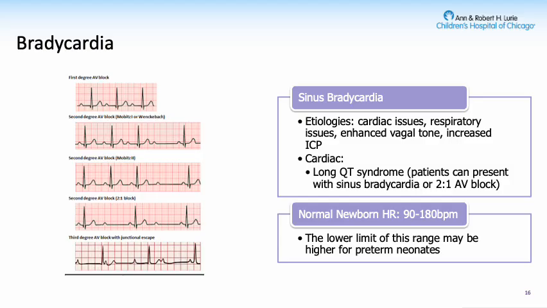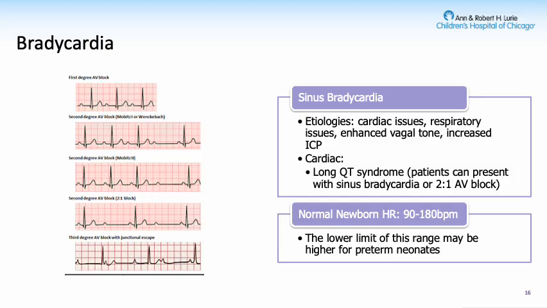Second degree AV block type 2, or Mobitz type 2, is non-progressive PR prolongation, so a stable PR interval followed by a non-conducted P wave. And second degree AV block type 2 suggests that you probably have some form of His-Purkinje disease, so disease below the level of your AV node within your His-Purkinje system. 2-to-1 block is also considered second degree, so 2 P waves for every QRS. And then third degree AV block, or complete heart block, is a complete dissociation between your atrial rate and your ventricular rate.